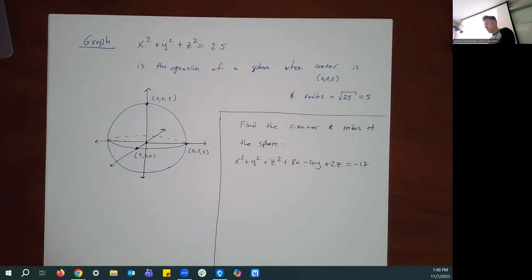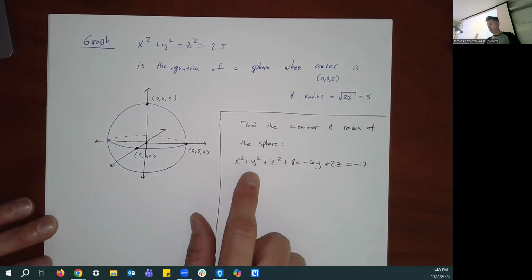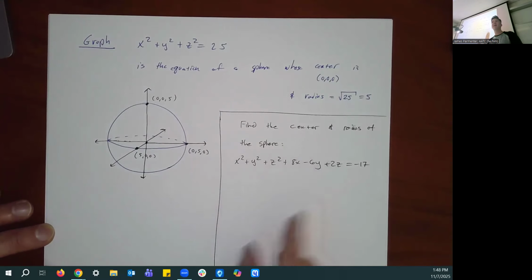We really want to write this as x minus something squared plus y minus something squared plus z minus something squared equals our radius squared. And what that requires is, for each of these, x squared plus 8x, y squared minus 6y, and z squared plus 2z, completing the square for each of those three different variables.